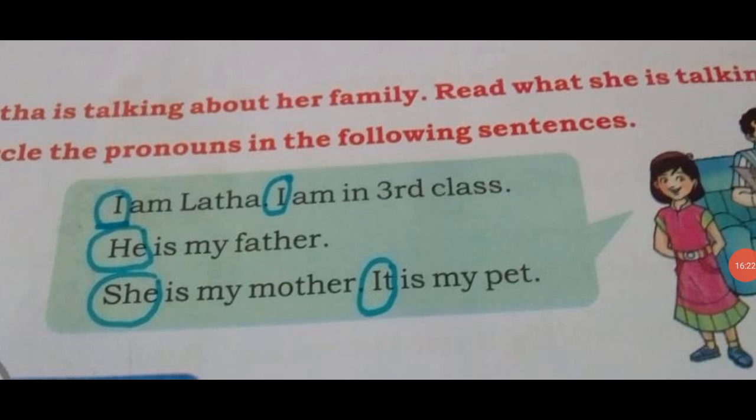I am Lata. So circle I. Next, I am in third class. So circle I. Next, he is my father. So he is a personal pronoun. So circle it. She is my mother. So circle the word she. It is my pet. So circle the word it. He, she, it and I are called personal pronouns.